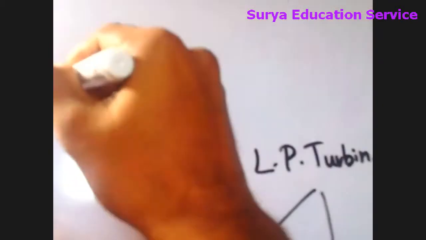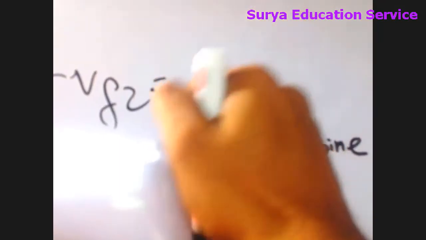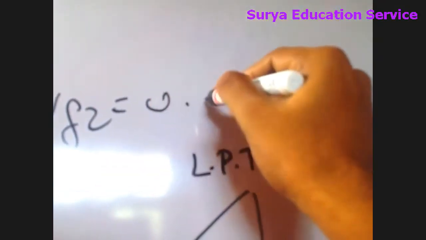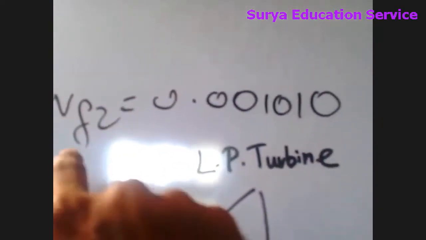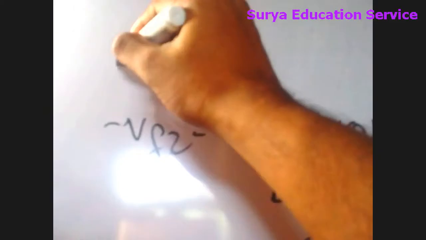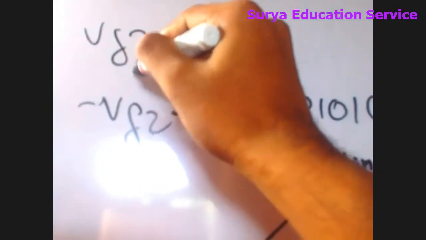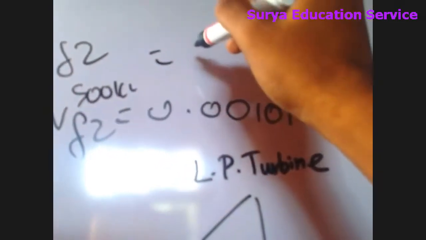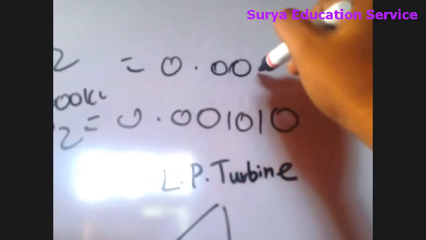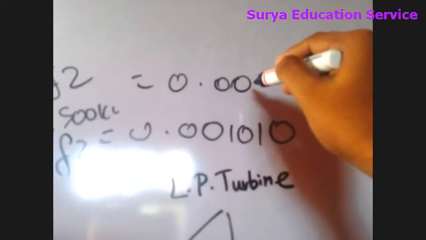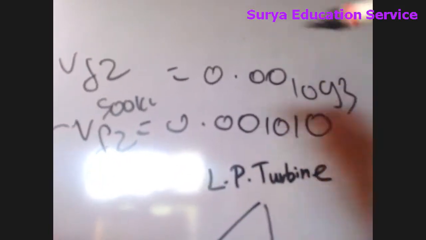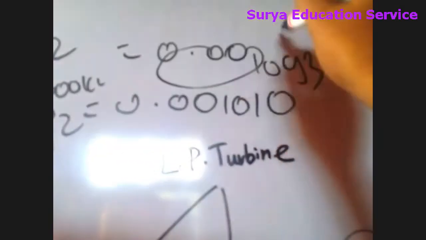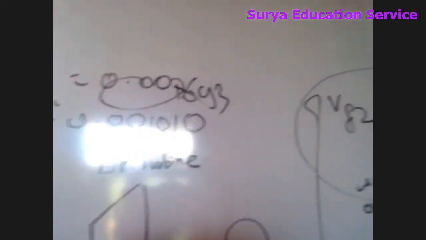If you calculate that Vf2, you will obtain 0.001010. That is the value you are going to obtain for the specific volume. If you accidentally find the specific volume for 500 kPa, I think that would be 0.001093. Now see, the gap is very small, but even though it is small, if you have considered this one, definitely your answer will be wrong. So you have to be very careful.